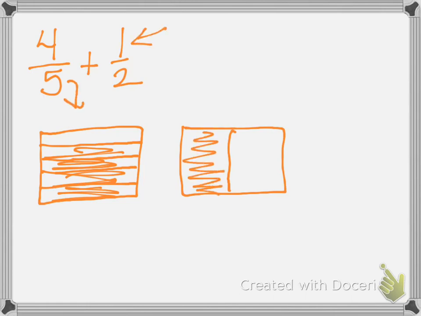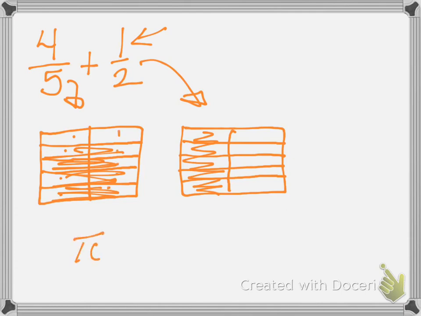Okay, so this represents this one, this represents this one. And now I'm going to come back to the first one and cut it into 1/2, and then come back to the second one and cut it into fifths. All right, so let's see how many sections we have now. 1, 2, 3, 4, 5, 6, 7, 8, 9, 10. We have 10 over here.